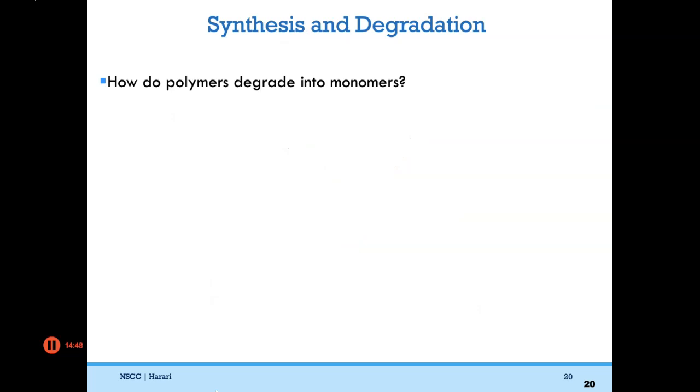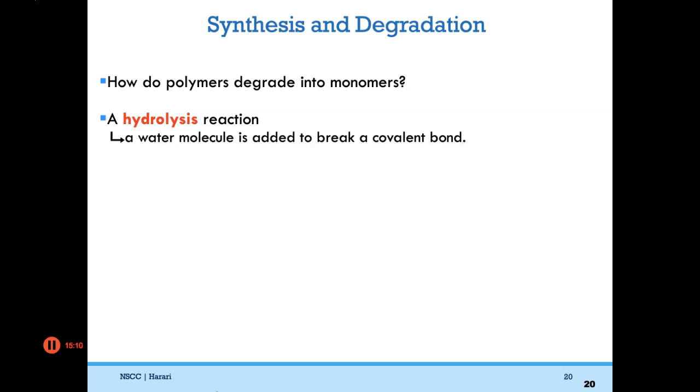How do polymers degrade into monomers? So it's a different type of reaction altogether, but it still involves water. And this time it's called a hydrolysis reaction. And hydro means water and lysis means breaking. It's a good word to know. So write that down. Lysis, L-Y-S, is breaking. So a water molecule is now going to be used to break a covalent bond. So when we want to digest starch into glucose monomers, we have to use water to break the covalent bonds that normally attach the glucoses together in starch.